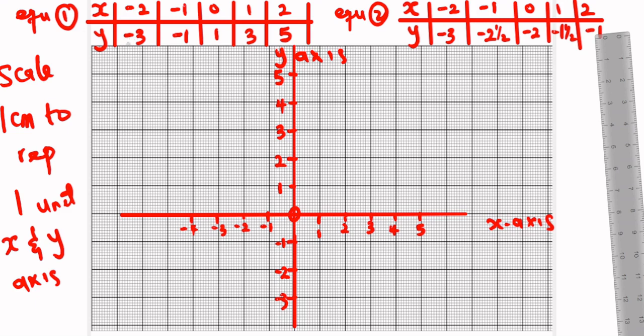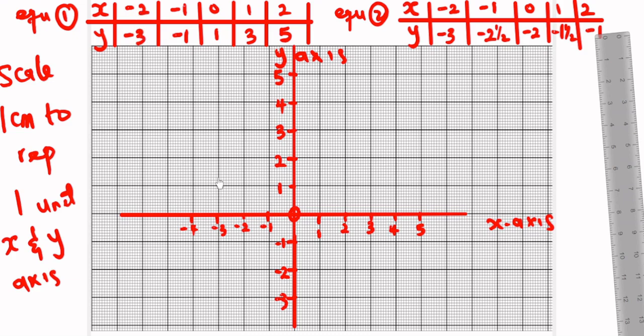Now let's plot the graph. So I'm going to be plotting for equation 1 first. So what this means is, whenever x is -2 on the graph, y is going to be -3. When x is -1, y is going to be -1. Let's plot the graph. The first one here says when x is -2, y is going to be -3.